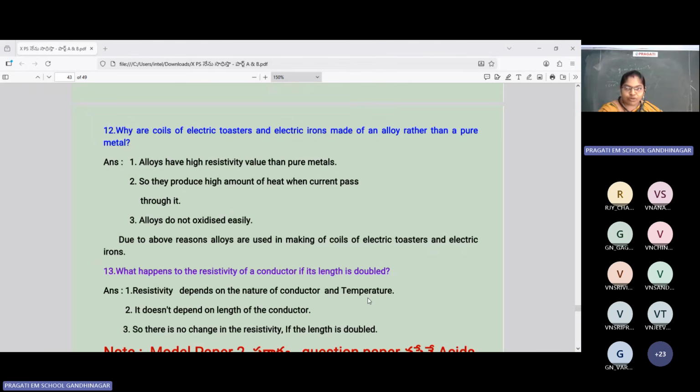Children, any doubts? While drawing the schematic diagram in the electricity lesson, first of all, see whether the resistors are given in series or parallel, and then draw the diagram and mention the ohms also there. Okay.